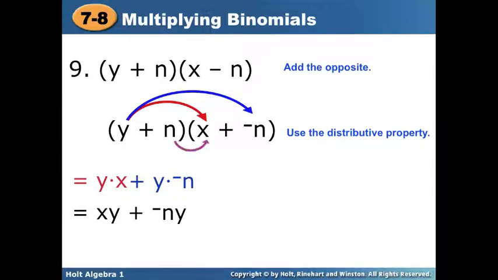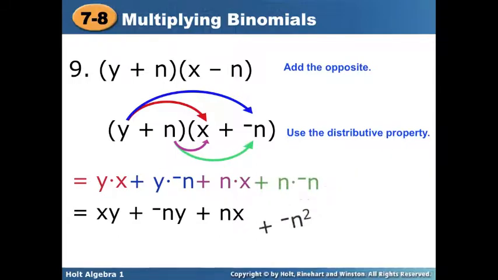N times x is nx. And finally, n times negative n is negative n squared. Be very careful and remember to put that exponent squared. Here we see no like terms.